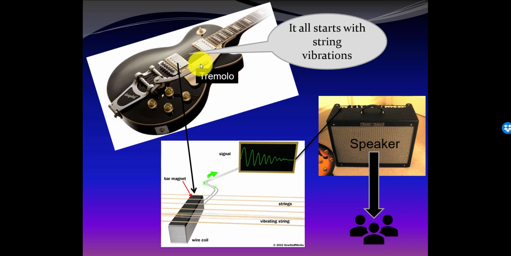While we're here, I thought I would point out this metallic bar here. It is called the whammy bar or the tremolo bar, and it allows the tension on all the strings to be simultaneously increased or decreased depending on a push or a pull of this tremolo bar.